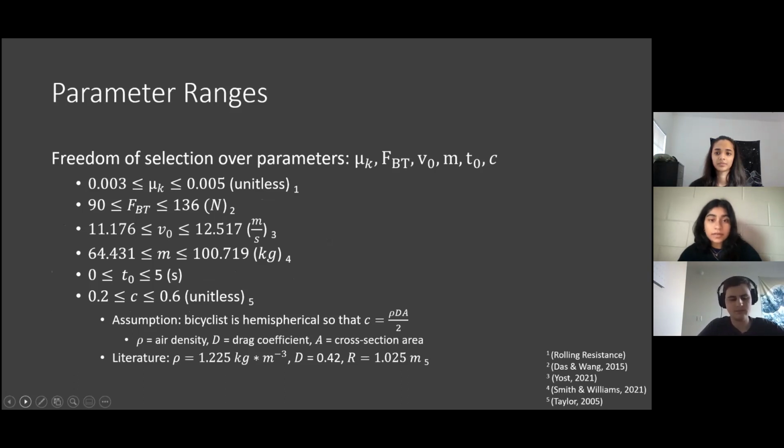Next slide. Here are some of the ranges and units of our parameters, which are first mu_k, or the coefficient of kinetic friction, F_bt, the force of the bike throw, v_0, the initial velocity when sprinting, M, the bike rider system mass, and t_0, the moment at which the bike is thrown. C is the coefficient of air resistance, which we calculated using the formula C equals 1/2 rho dA and found the values for those variables from literature.